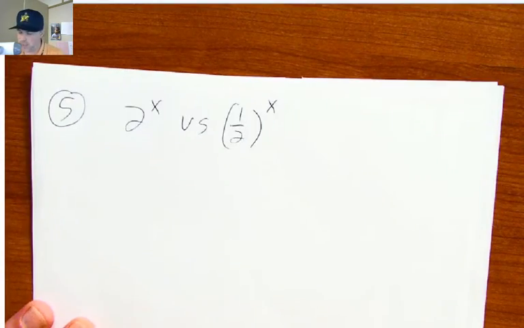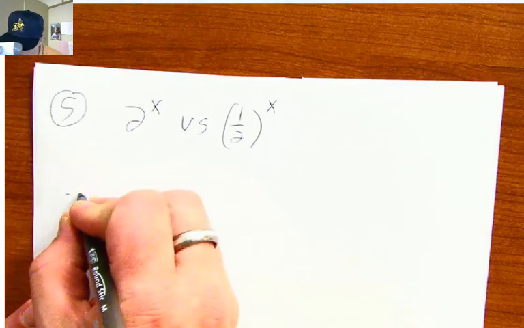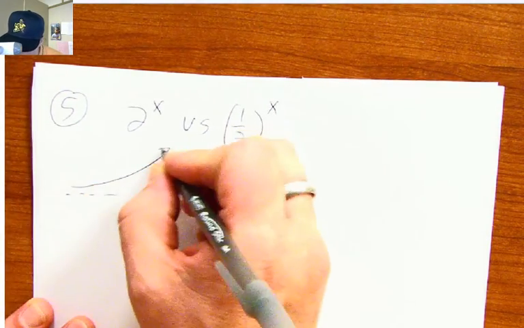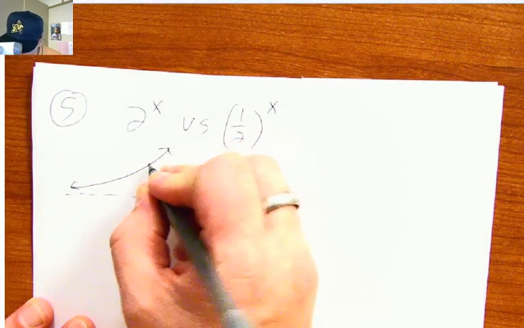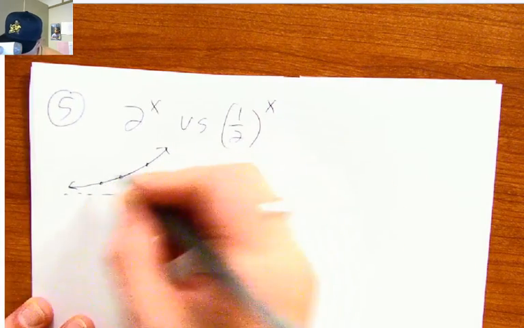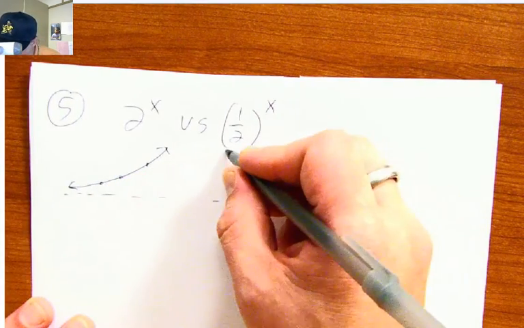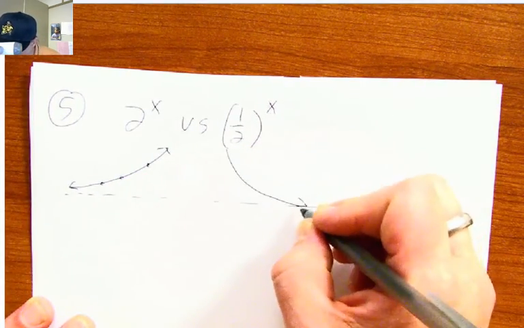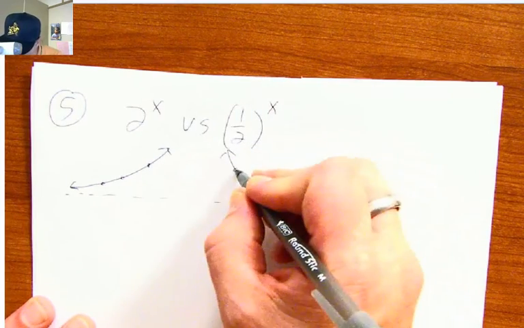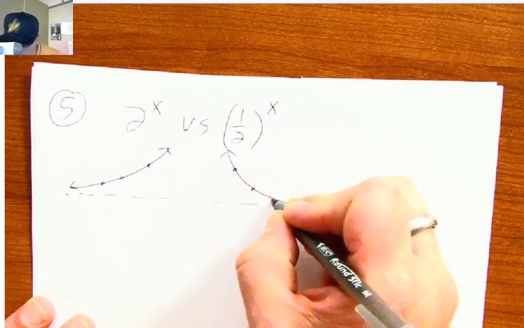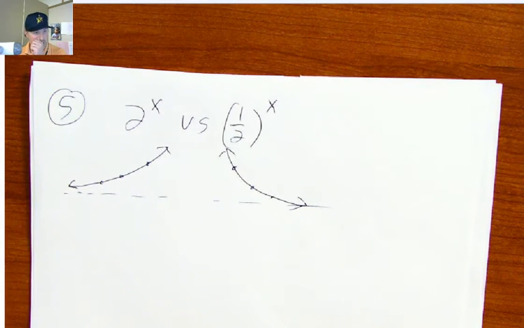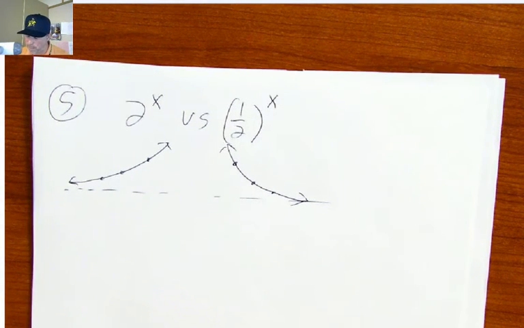So 2 to the x and 1/2 to the x. You have very similar graphs, except these key points are y-axis reflections. If you look at these two graphs, they kind of look like y-axis reflections. So you have two options here.